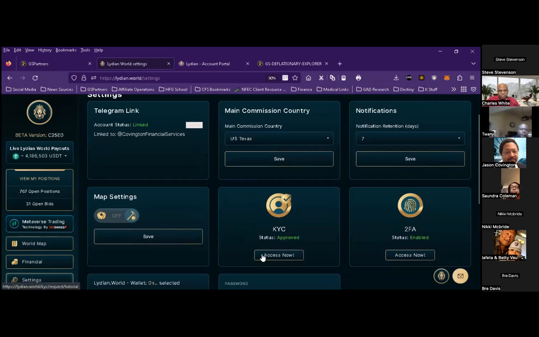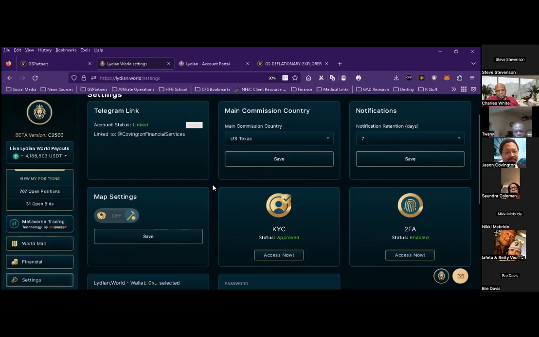Now, once you've done that, that option doesn't show up anymore. The reason you want to link your account to GS Partners from Lydian World is that not only does it link those accounts so that you can move some tokens back and forth very easily, it also brings over your KYC approval. If you're approved in GS Partners and you link this account to Lydian World and you haven't submitted KYC here, it will automatically bring in your KYC from GS Partners and approve you. Okay, so that's one of the reasons you want to do that.